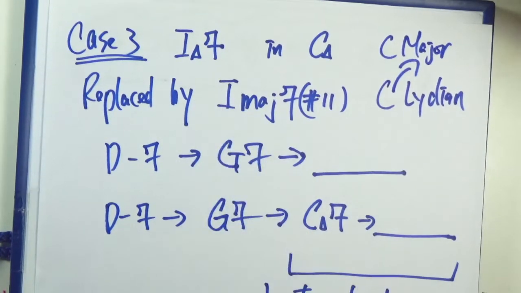So the 1 major 7 can be replaced by a 1 major 7 sharp 11. So pretty much you just add the sharp 11 tension to the chord. There's one condition though. Usually this is best used when the major chord is the last chord in the chord progression.